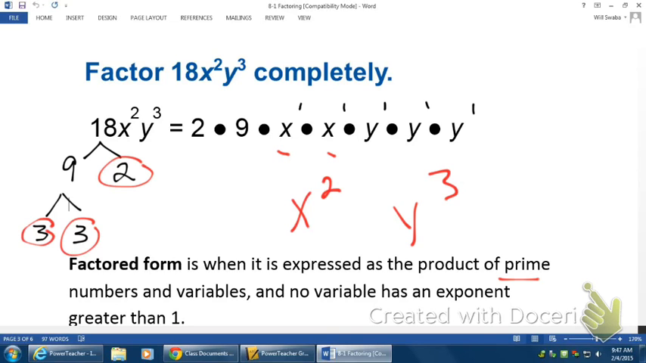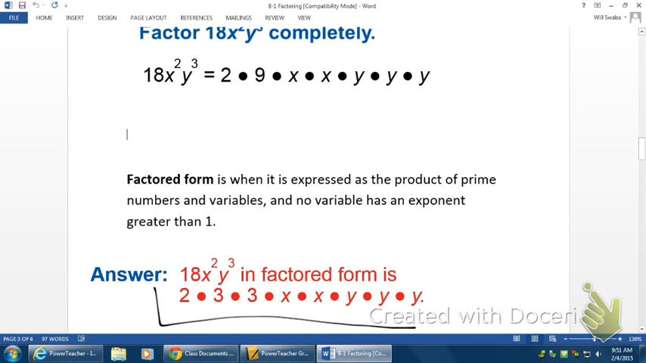So, does everybody have this written down? So this bottom line is going to be your answer. If you want to use that factor tree, just put the end of the roots right there. 2, the 3, and the 3, then your variables. Any questions? Fairly simple.